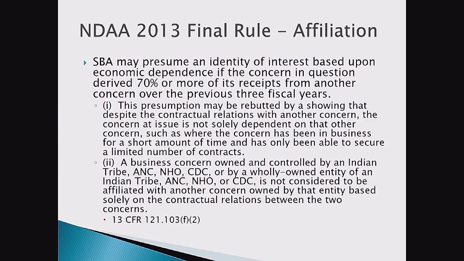We also had some clarification around economic dependence. There's a presumption that if 70% or more of your revenue comes from another concern over the previous 3 fiscal years, that you're affiliated. But of course, it can also be rebutted by showing, for example, that you haven't been in business for 3 years, that you're a startup. Obviously, your first contract is going to be 100% of your revenue. So this applies when a firm has been in business for a long time and solely does business with one other concern.